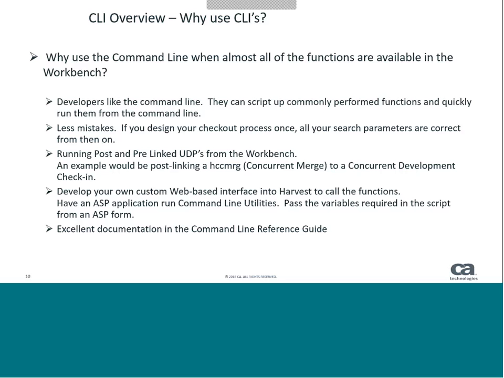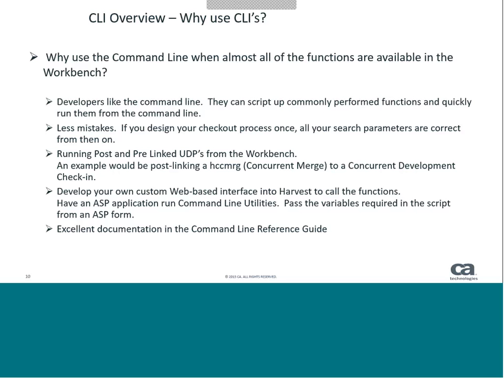And you know, here's an example. I talked about this earlier, but an example would be a post-link concurrent merge to a concurrent development check-in. Whenever a concurrent development check-in runs, it could run an HCC MRG, which would then merge that package onto the trunk. And if there's merge tags, they would then need to be dealt with.